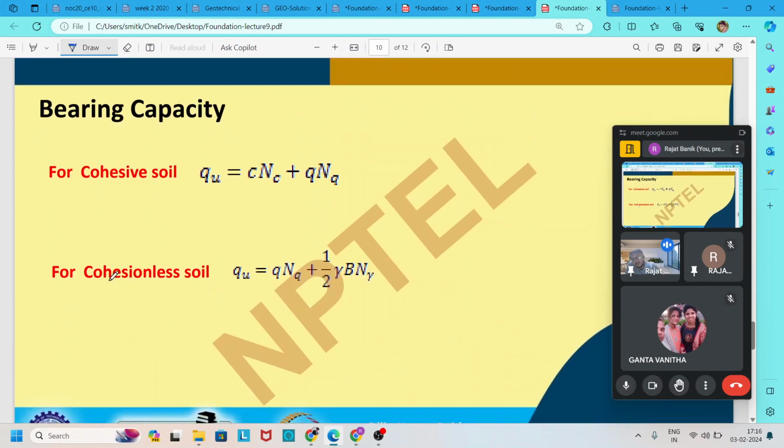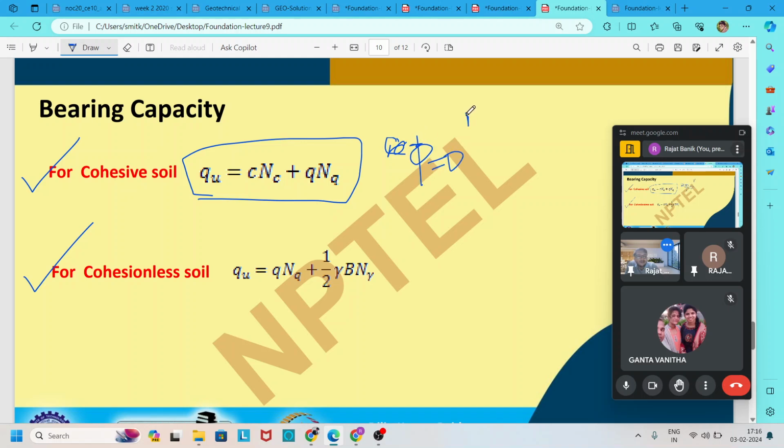Then there is some modification for pure cohesive soil or pure cohesionless soil. We know that in pure cohesive soil phi is equal to 0. So if phi is equal to 0, Nc is equal to 5.7, Nq is equal to 1, and N gamma is equal to 0. You should remember these values are given for the strip footing. So N gamma is 0.